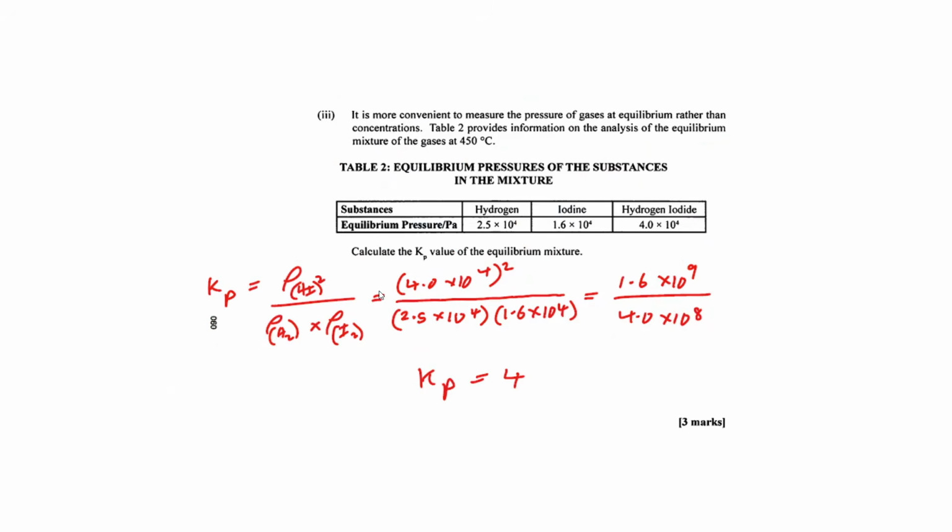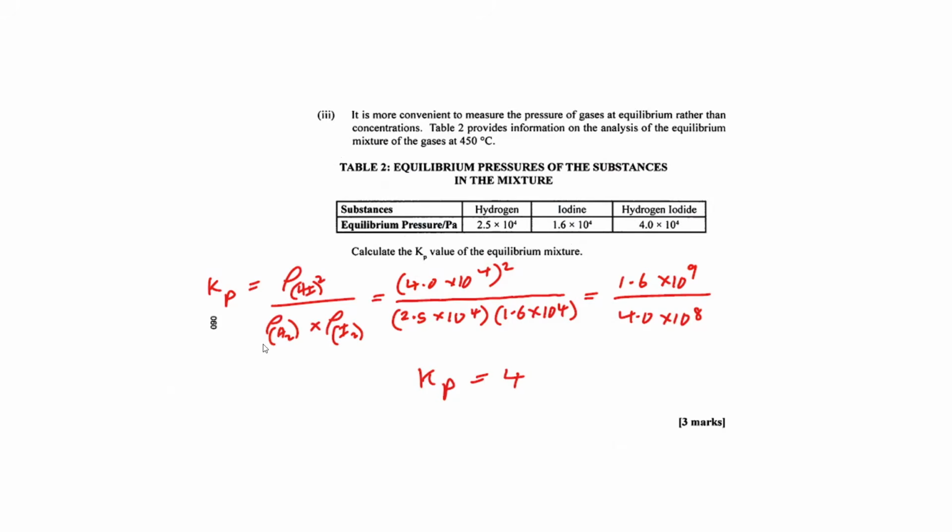2a Part 3. It is more convenient to measure the pressure of gases at equilibrium rather than concentrations. Table 2 provides information on the analysis of the equilibrium mixture of the gases at 450 degrees Celsius. So here we have Table 2, and we have our equilibrium pressures, or partial pressures. For hydrogen, we have 2.5 times 10 to the 4. For iodine, we have 1.6 times 10 to the 4. And for hydrogen iodide, we have 4.0 times 10 to the 4.